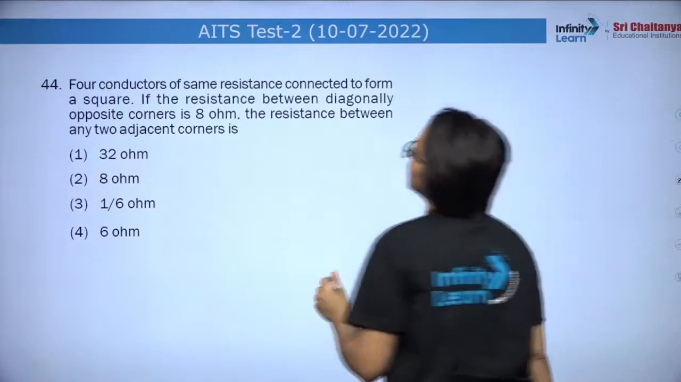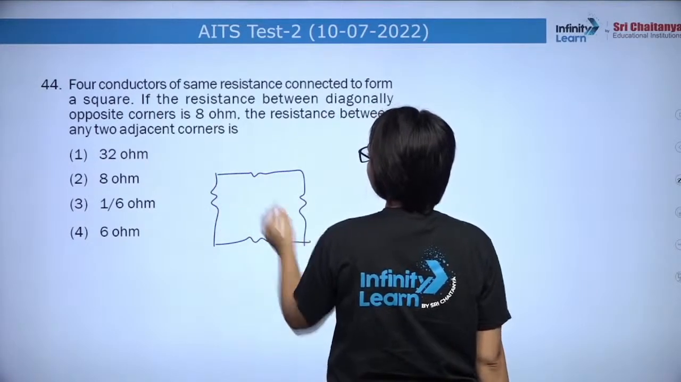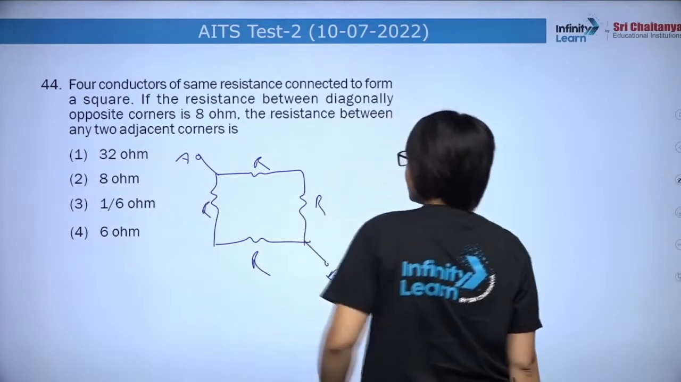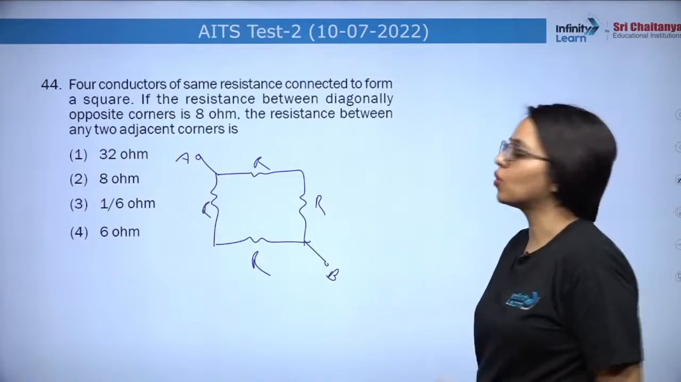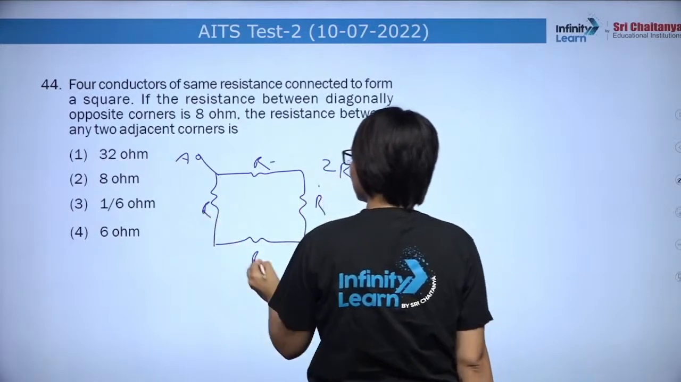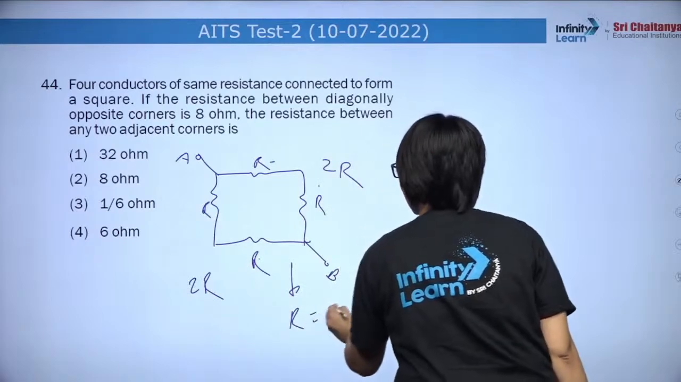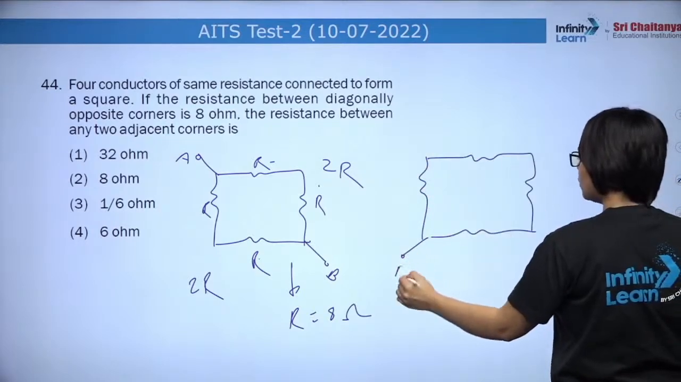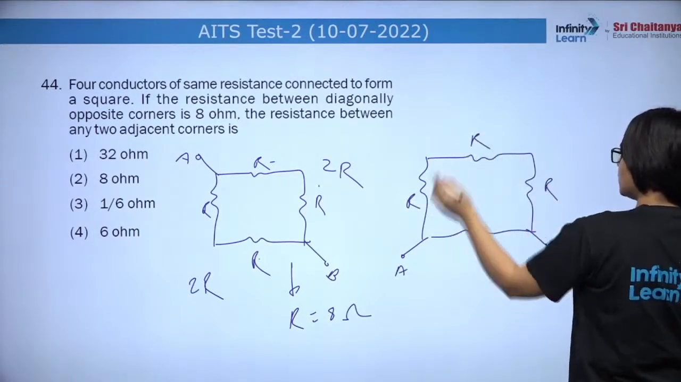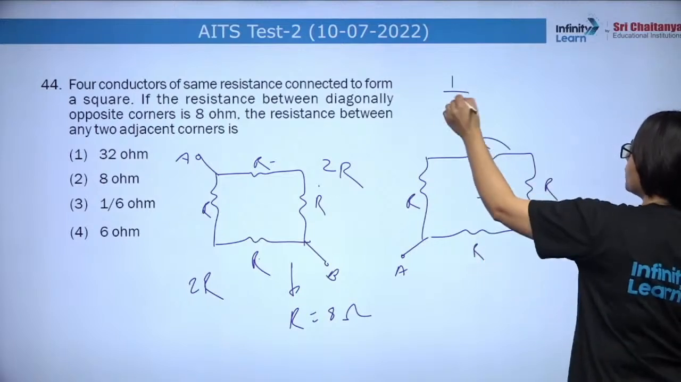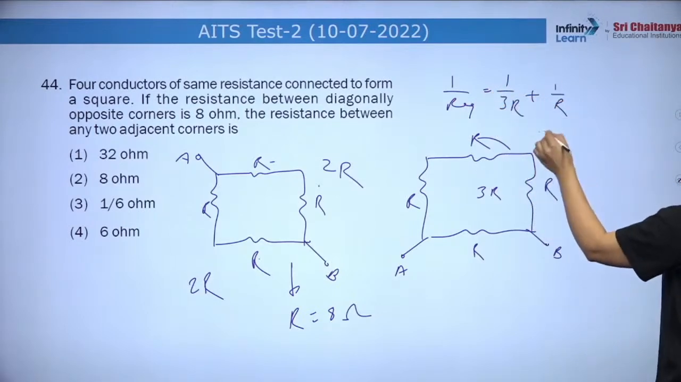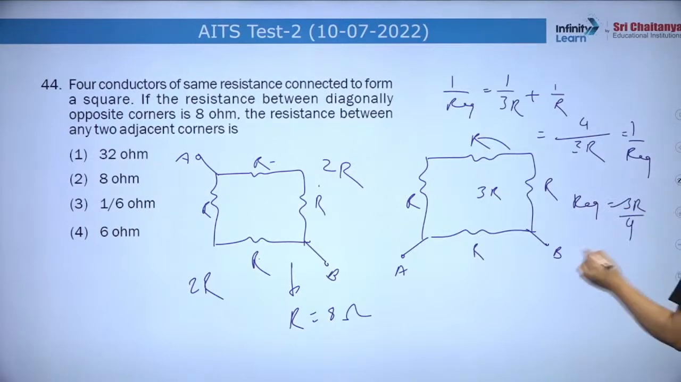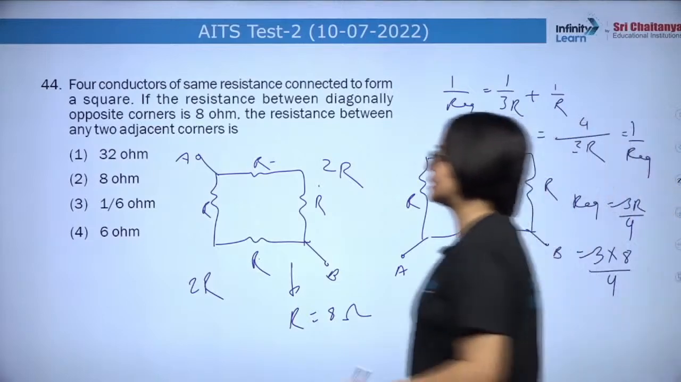4 conductors of same resistance are connected in the form of a square, like this. If resistance between diagonally opposite corners is 8 ohm, so between this corner and this corner resistance is 8 ohm, the resistance between any two adjacent corners is? So R and R are in series, so their equivalent is 2R. These are 2 series, 2R, 2R parallel, so equivalent is R, and R is given as 8 ohm. Now if you want to find resistance between any two adjacent corners, so this is R, R, R. So this is 3R, 3R and R are in parallel, so their equivalent combination will be 1 upon 3R plus 1 upon R. 3R is the LCM, so this will be 4, and that is equal to 1 upon R equivalent. So R equivalent will be 3R upon 4, so this is 3 into R, which is 8, divided by 4. So correct answer is 6 ohm, which is option 4.